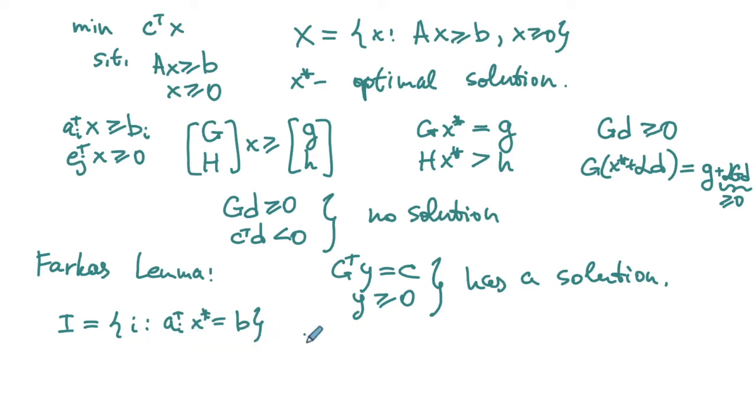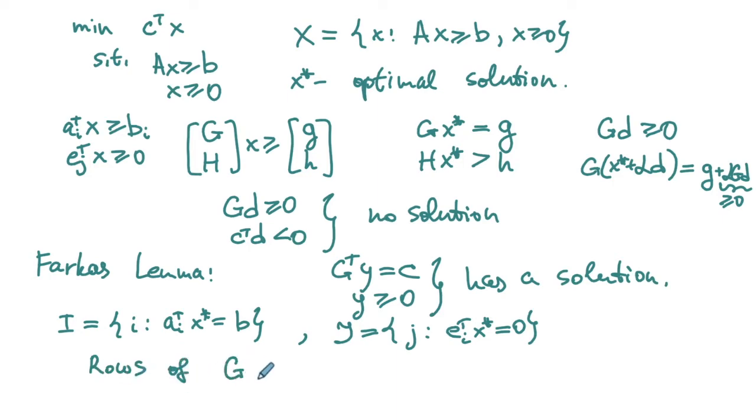And then we will also define the set of indices for the binding constraints for the non-negativity constraints, right? So J will denote the set of j's such that e_j transpose times x star is equal to 0, which is the same as to say that x_j is equal to 0, right? So then the rows of G, our matrix corresponding to the binding constraints, will be given by a_i transposed for i in the set I and by e_j transposed for j in the set J capital.